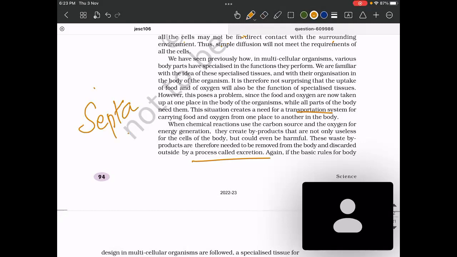What is septa? The wall of the heart, dividing it into the 4 chambers. For example, you have atrium and ventricle, correct? Smaller atrium and larger ventricles. And these separating walls make the 4 chambers of the heart, called septa.